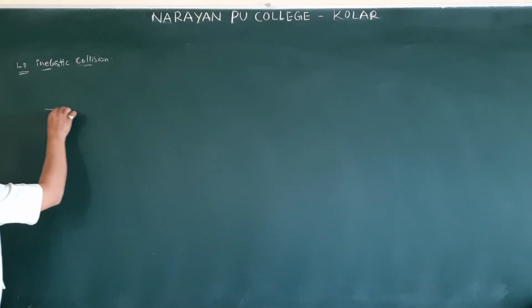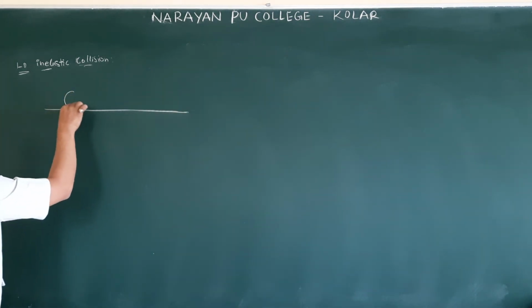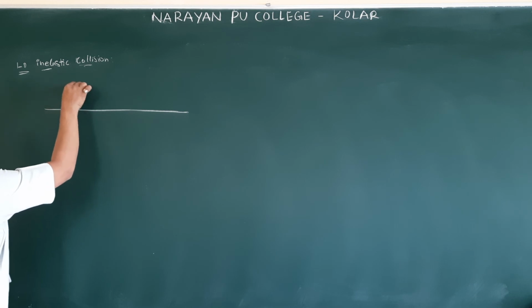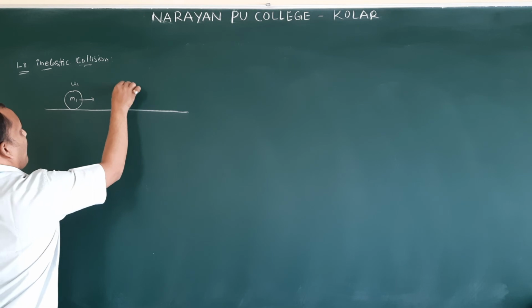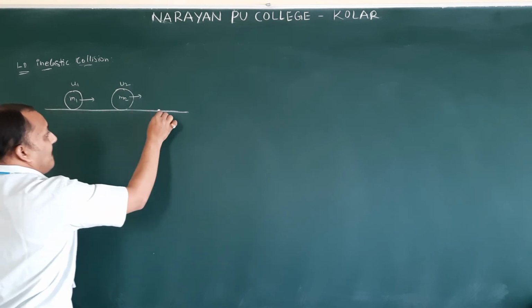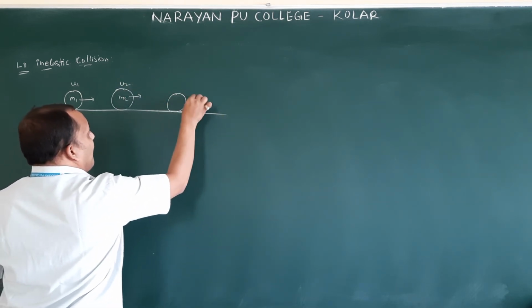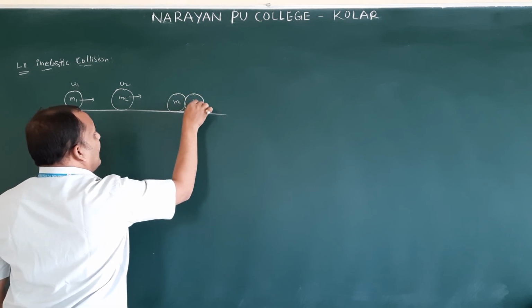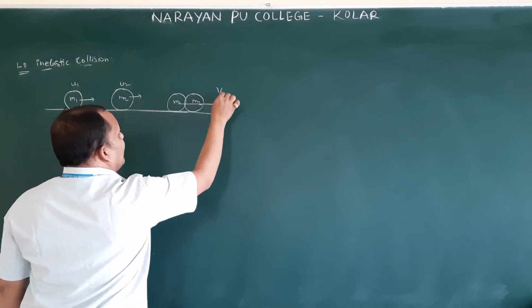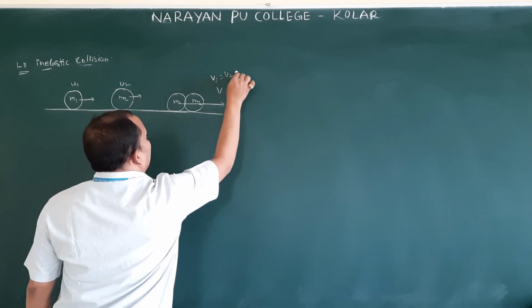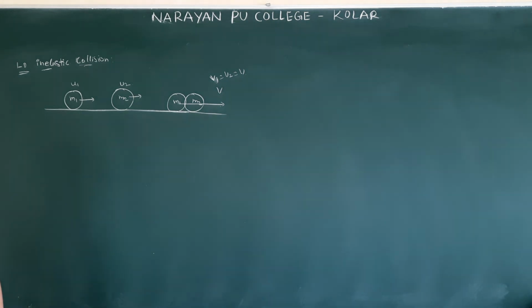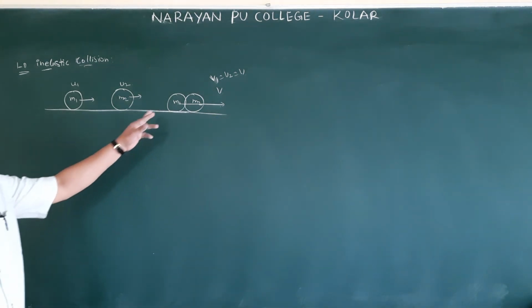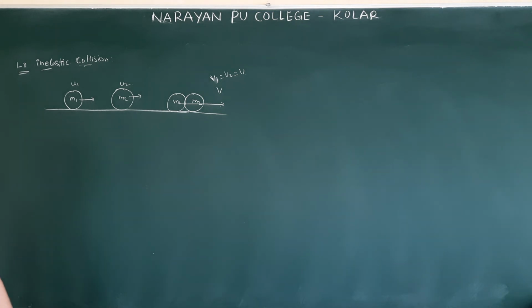How will we show the diagram? This is M1 with velocity U1, it is moving. This is M2 with velocity U2, it is moving. After collision, M1 and M2 both are moving with the same velocity. That is, V1 is equal to V2 is equal to V. So after collision, M1 and M2 will have the same velocity.